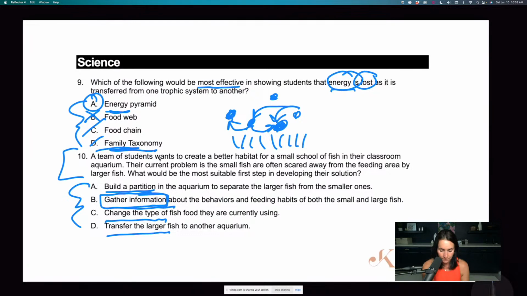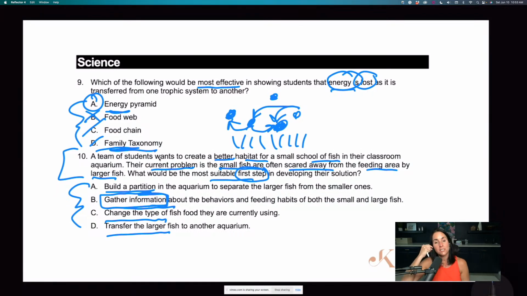Let's have a look at the question. A team of students wants to create a better habitat for a small school of fish in their classroom aquarium. Their current problem is the small fish are often scared away from the feeding area by the larger fish. All right, so the larger fish are coming in and eating all the food, and the small fish are scared, and they're like, I don't want to eat that.